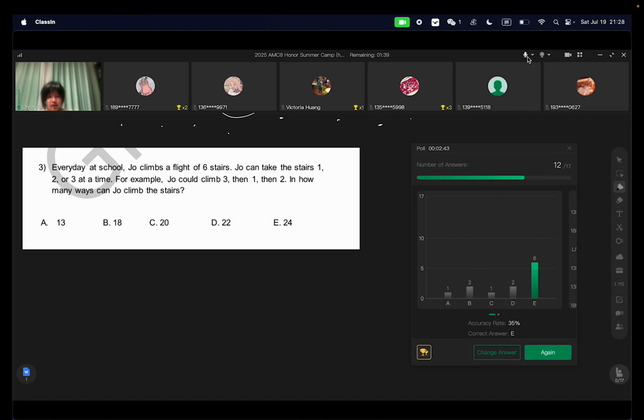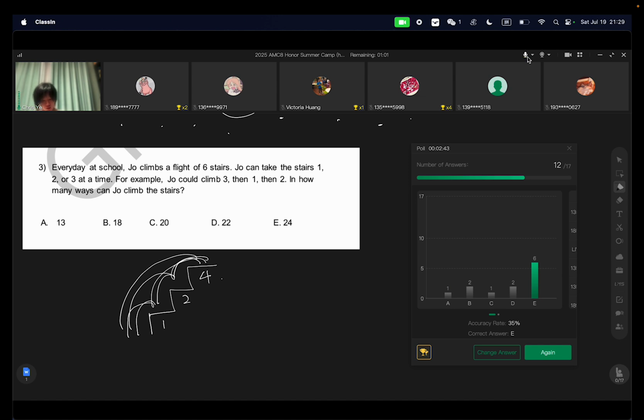Okay, getting the answers, and most of you guys chose E, which is the correct answer. For this question, it says that you can take the stairs 1, 2, or 3 at a time. So using the problem that we used in the exploration, let's draw a flight of stairs first. The first step, there's only one way. The second, there's 2. And for the third one, there is 1, 2, 3, or 2, 1, and 1, 2. However, there's a fourth way because you can take 3 steps at a time. So there are 4 ways.